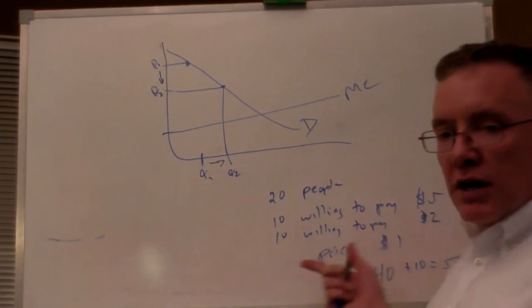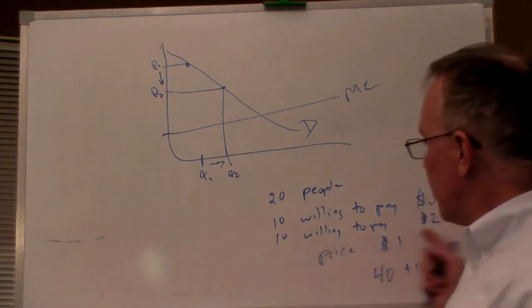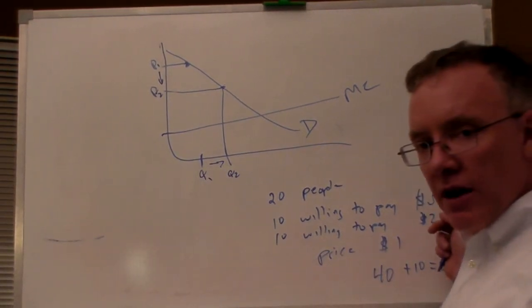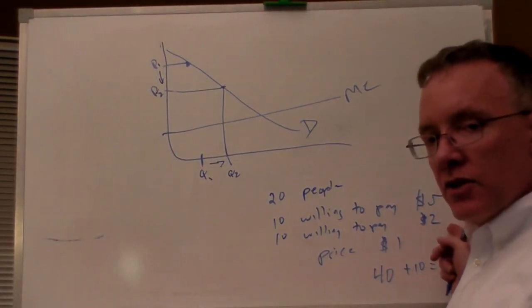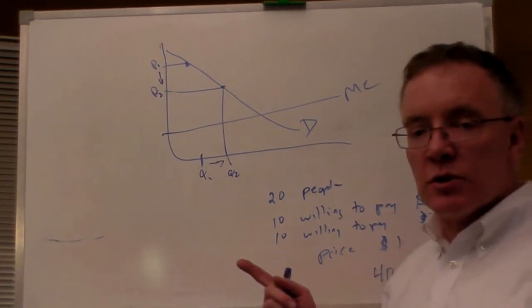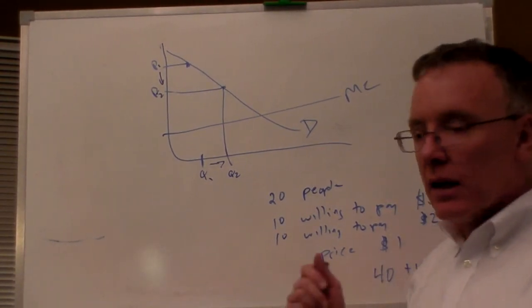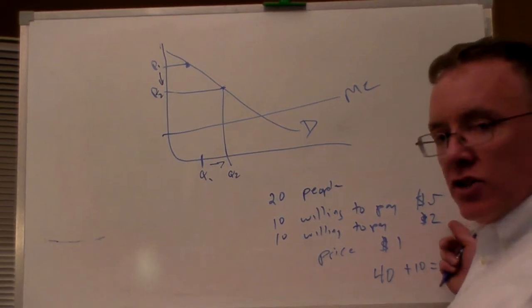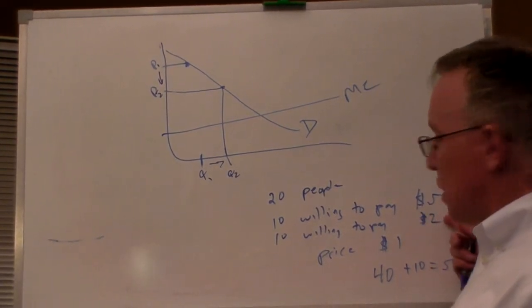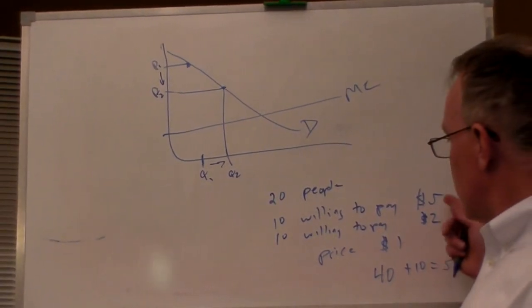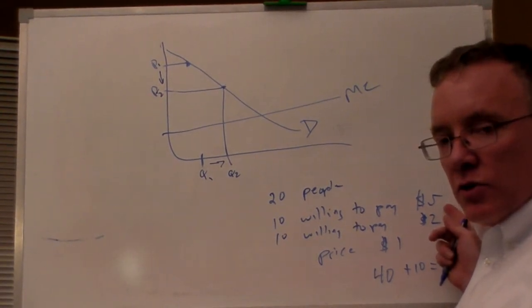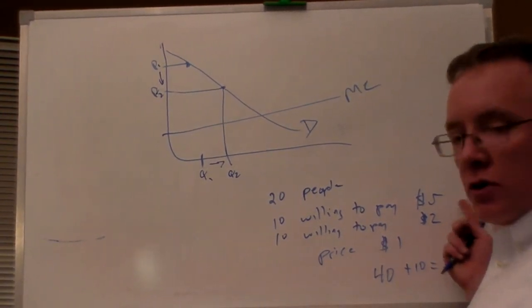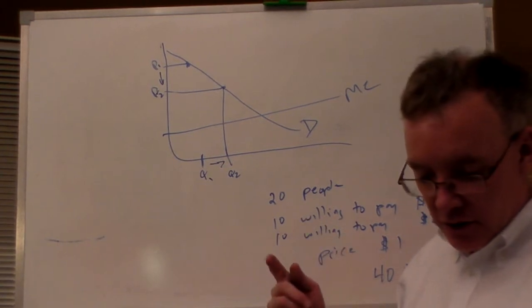But of course, a price discriminating monopolist would love to charge these 10 people $5 and these 10 people $2, in which case the consumer surplus would go to 0. If everybody was charged $2, then these people would have a 0 consumer surplus, and these people would have a $3 consumer surplus each, so we'd have a total consumer surplus of $30.